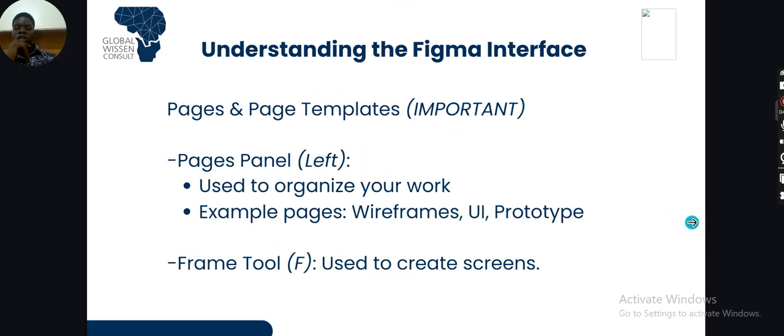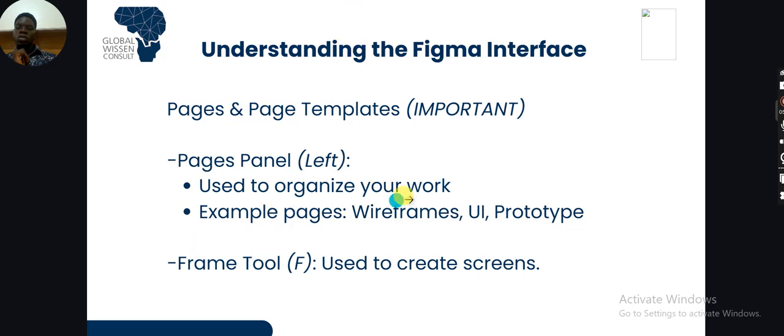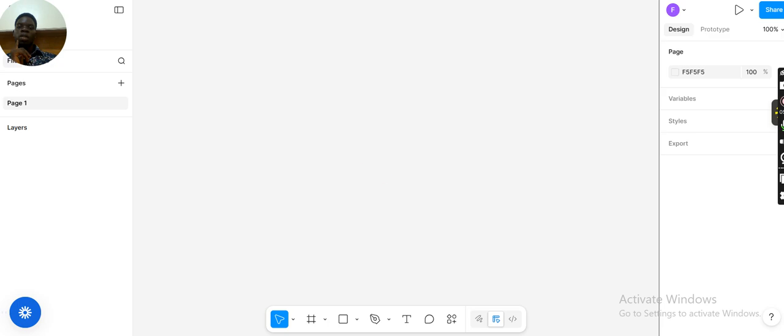I've talked about that. So now let's move ahead. Now pages and layers template is very important. Now, the pages panel at the left, which I just showed you, which is this one. What is it used for? It's used to organize your work. For example, your wireframes, your UI, your prototype, and the frame tool to create screen. Now, where is this frame tool? Let me explain all these things now.